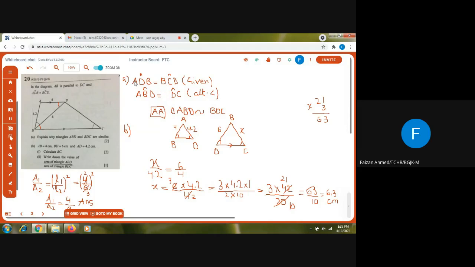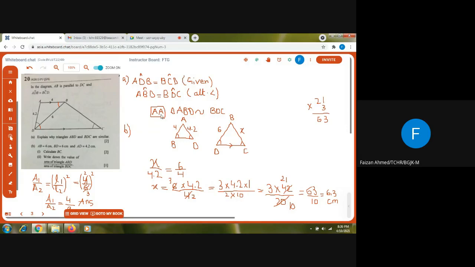So I can say that angle ADB, which is given in the question, is equal to angle BCD. This is the given condition, in which angle D is equal to angle C. And the next angle is ABD, and ABD is equal to BDC, so I can write B over here. These two are alternate angles. So we have two pairs of angles that are equal in both triangles.